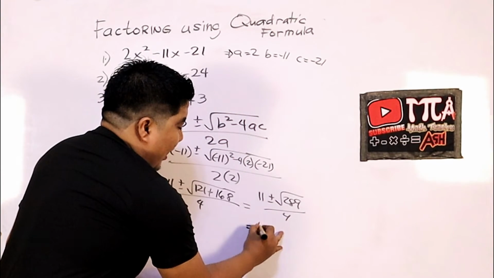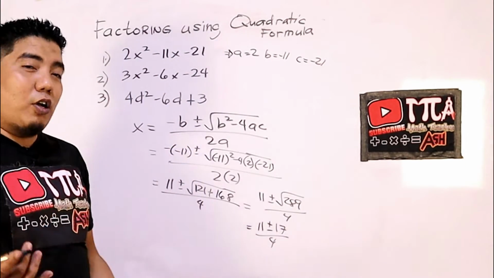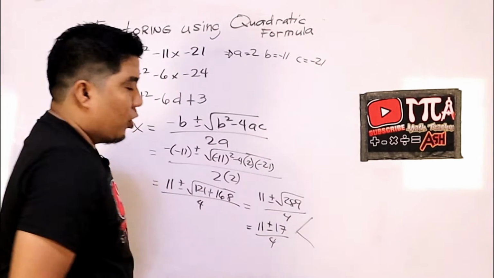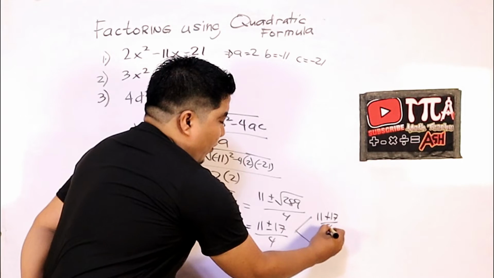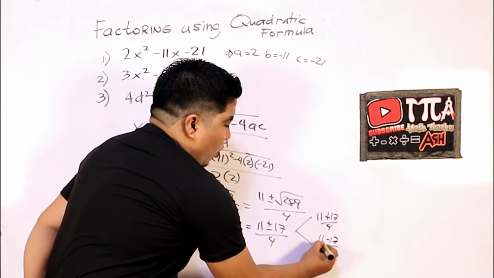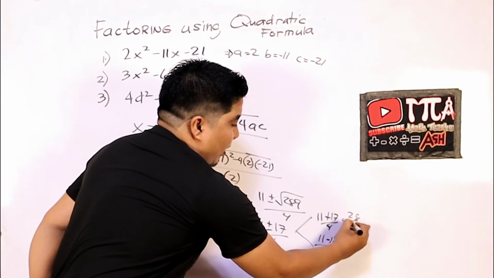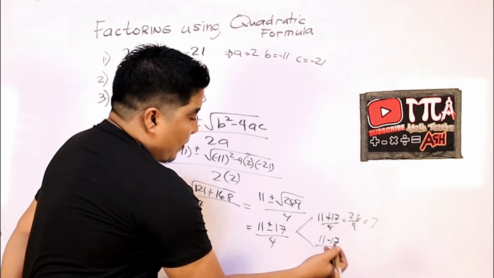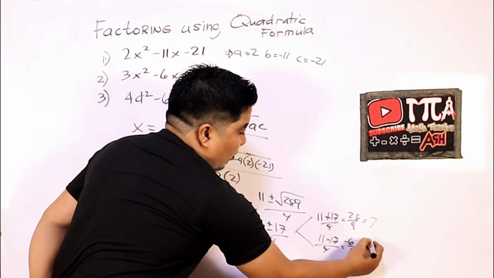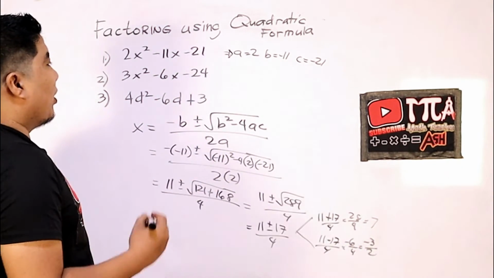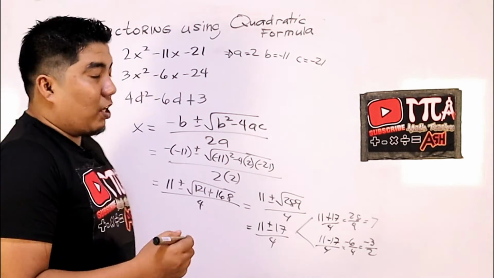So therefore, 11 plus or minus 17 over 4. Of course, we will solve separately for our two operations, the plus and minus. So we will have 11 plus 17 over 4, and 11 minus 17 over 4. 11 plus 17 will give us 28 divided by 4, and that is 7. 11 minus 17 is negative 6 over 4, and that is equal to negative 3 over 2. So therefore, the two values for our x are 7 and negative 3 over 2.